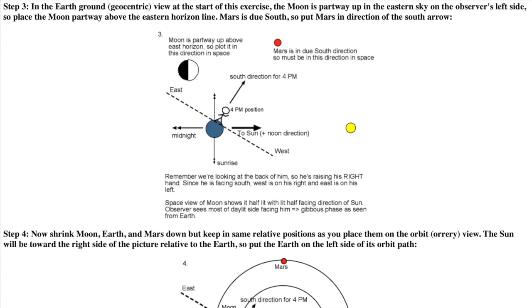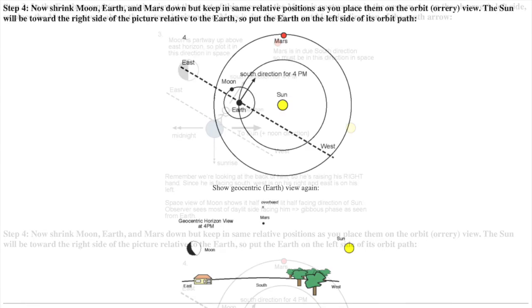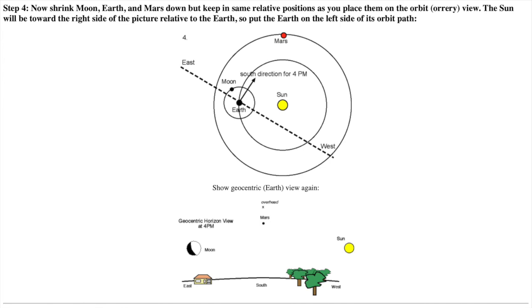Step 3. In the Earth ground, geocentric view, the waxing gibbous moon is rising in the east. So place the moon so it is slightly above the east horizon line. This also makes the angle between the sun and moon between 90 and 180 degrees, as it needs to be for a gibbous phase. In the Earth ground view, Mars is due south. So put Mars directly above the observer stick figure's head in the drawing toward the upper right. Step 4. Now shrink the Moon, Earth, and Mars down, but keep them in their same relative positions as you place them on their orbits in the orrery view.